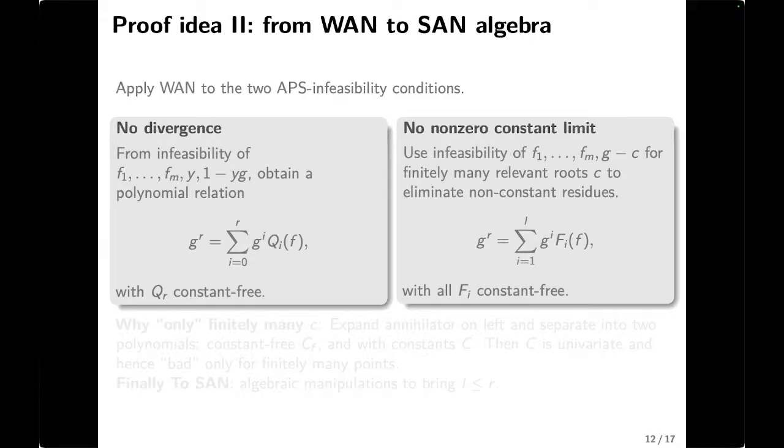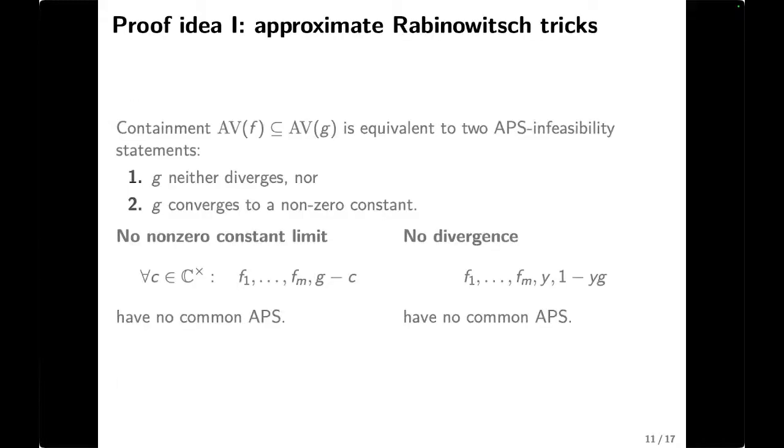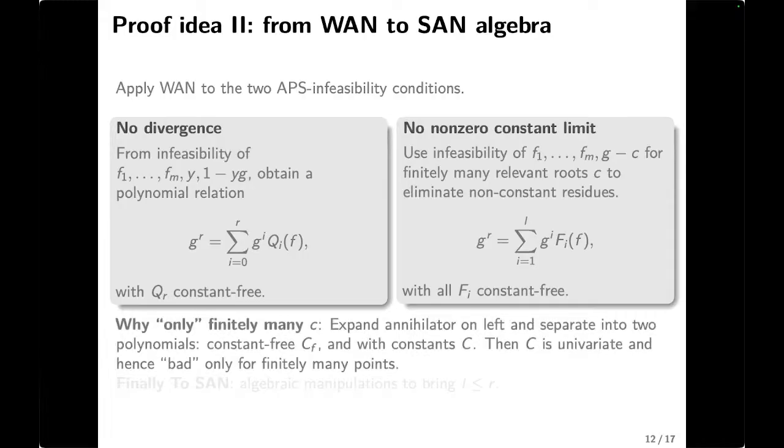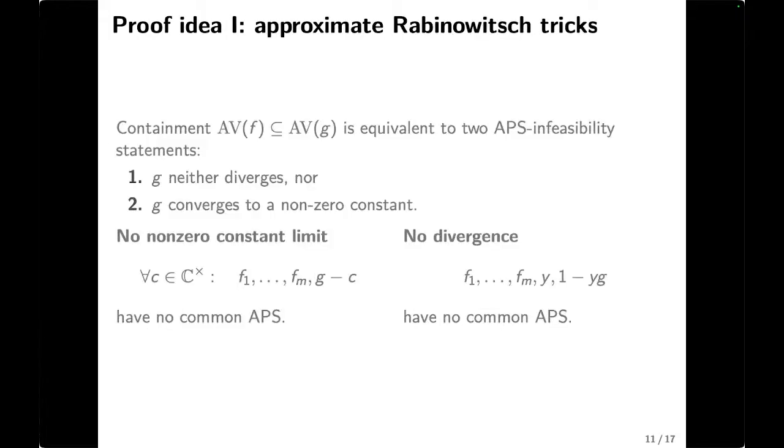And now when we take this formulation along with the non-zero constant limit condition, then we can show that we get a more refined system such that now each of the F_i's are constant free. However, the small thing is that L can still be greater than R, so this does not directly give us the criteria we wanted, because for integrality we need all the right hand side terms to have degree less than R in g.